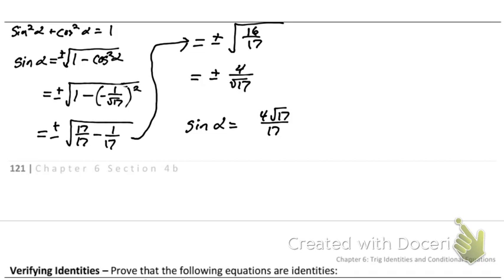What quadrant is alpha in? Andrew. It's in the second quadrant. Is sine positive or negative in the second quadrant? Positive. So it's going to be positive because we're in quadrant 2.